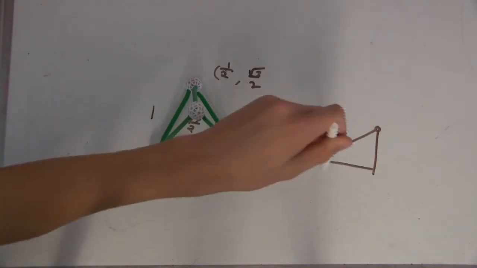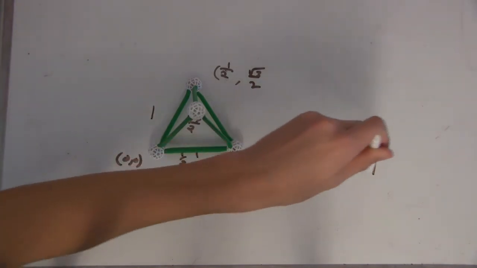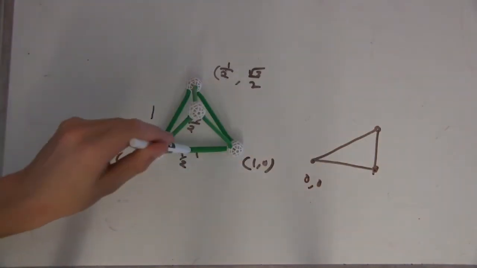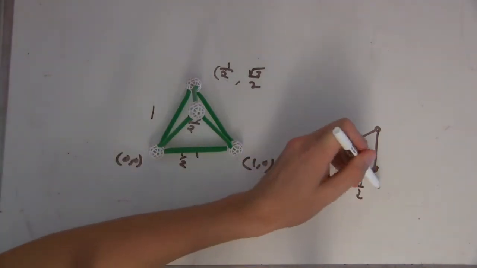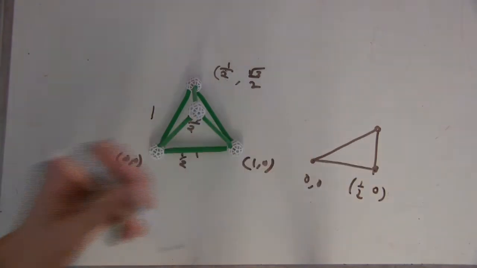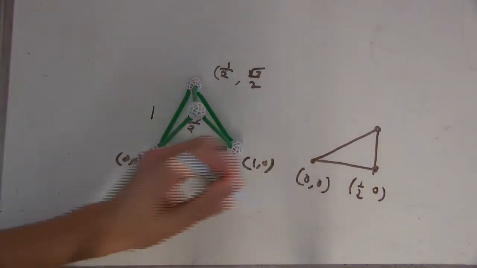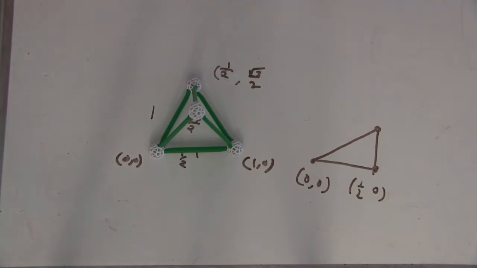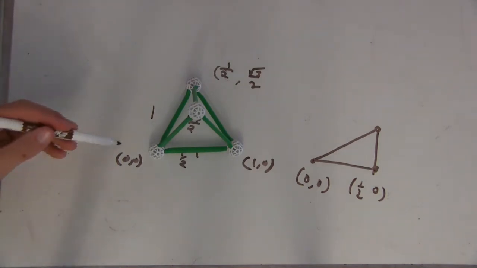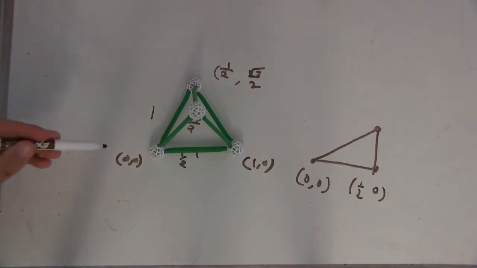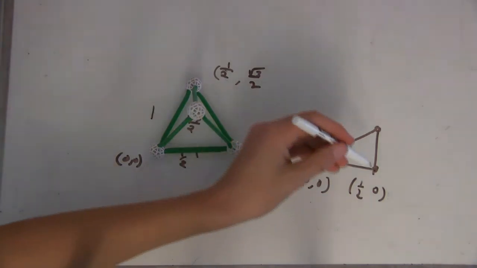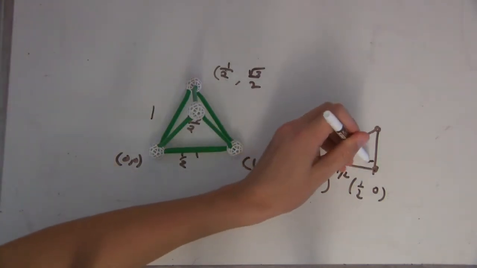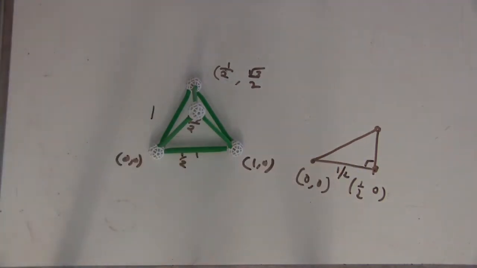So this point's the center. This is 0, 0. And this point is halfway along this edge. So it would be 1/2, 0. Or if you wanted to add the third 0, you could, but we're staying in 2 dimensions for now. So we know this is 1/2 to start.